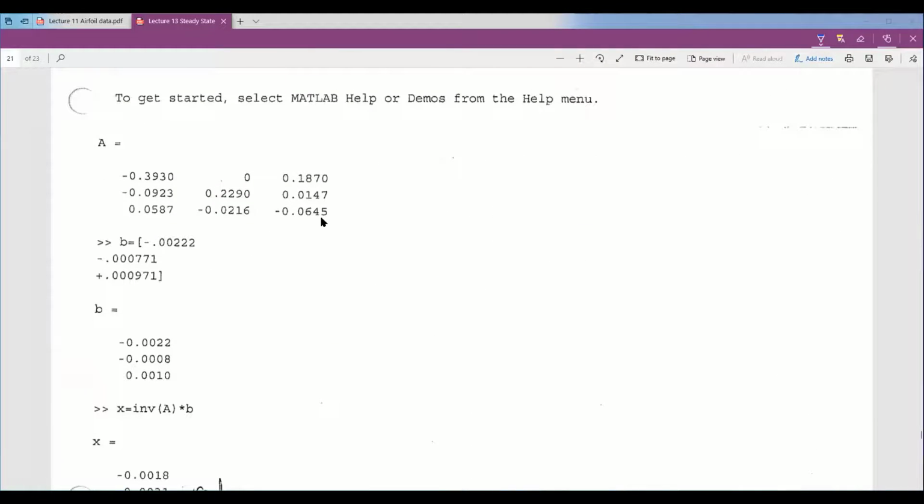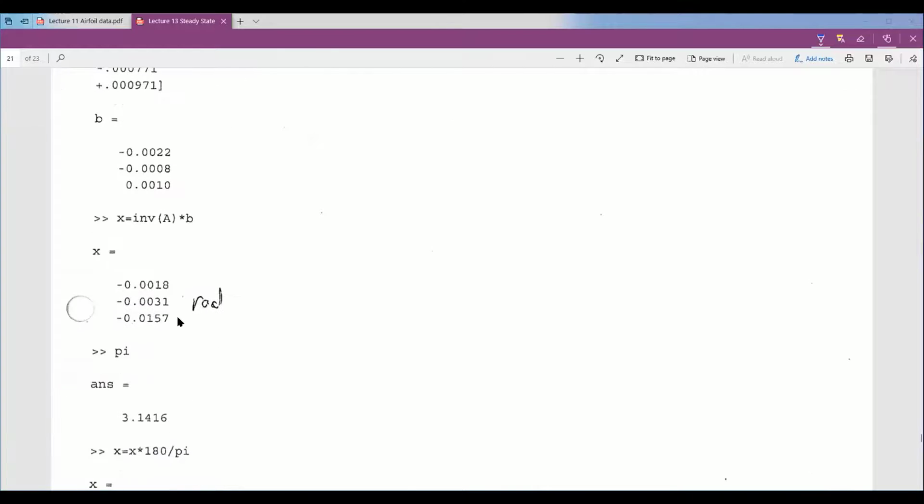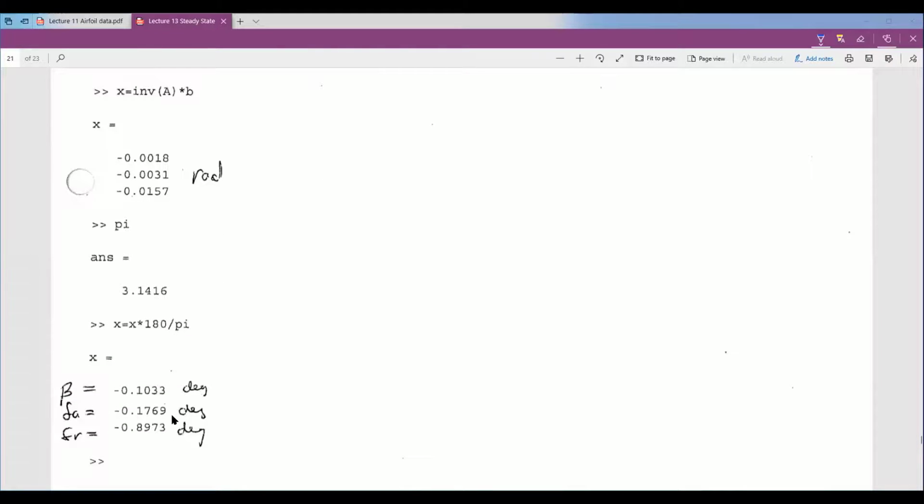So this is the A matrix that we just wrote on the notepad. And there's the B matrix, the right-hand side that we calculated. And here I did inverse of A times B. I could have done A backslash B. And then you get the radian solution. And multiply by 180 over pi, and then you get the degree solution. So those are the numbers. So this is literally how you would do it in MATLAB. You probably all have calculators where you could do this as well, right?